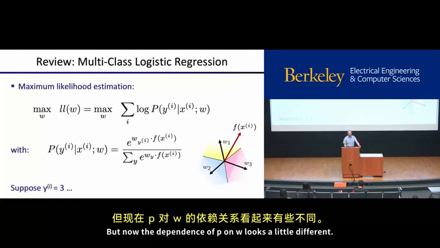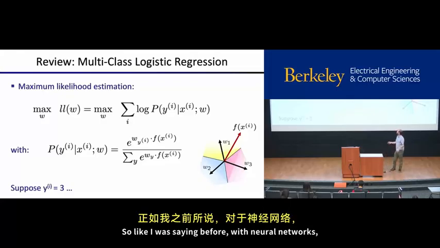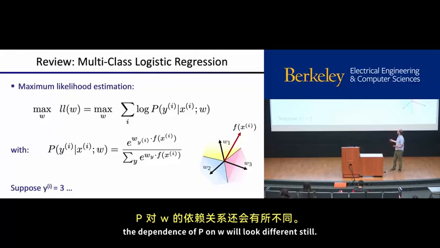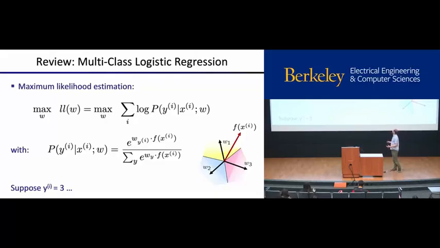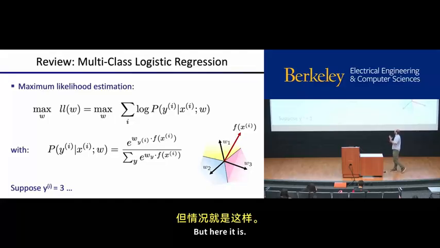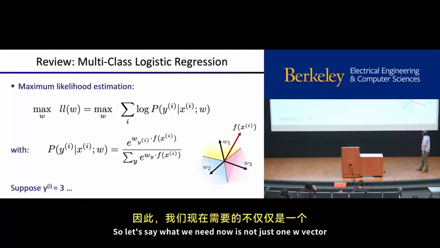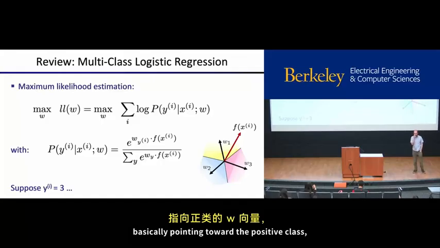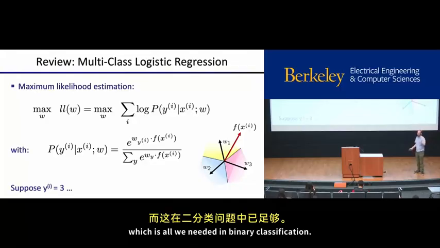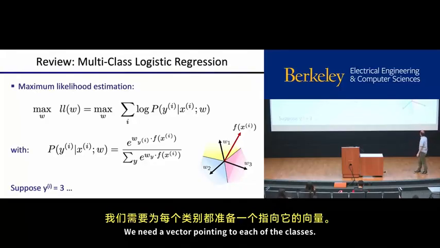But now the dependence of P on W looks a little different. Like I was saying before, with neural networks, the dependence of P on W will look different still. But here it is. For a multi-class logistic regression, it's not too dissimilar. What we need now is not just one W vector pointing toward the positive class, which is all we needed in binary classification. We need a vector pointing to each of the classes.